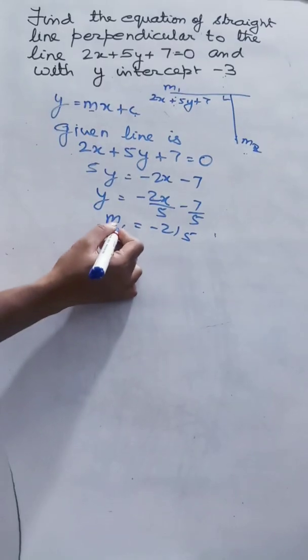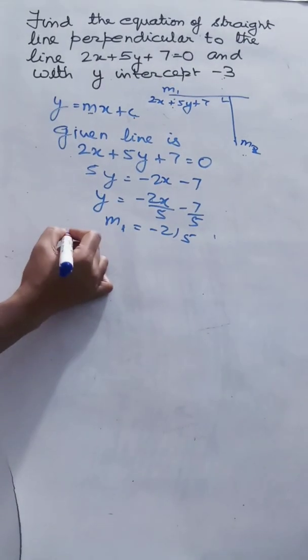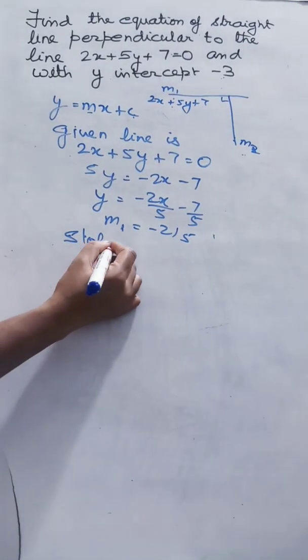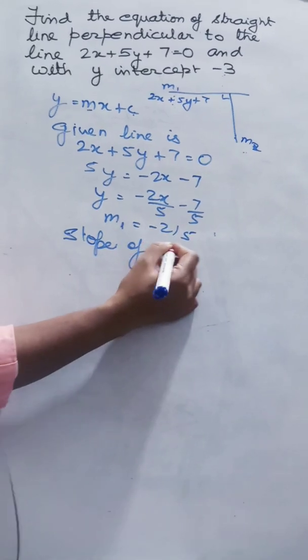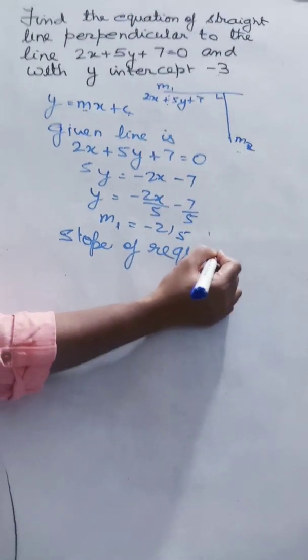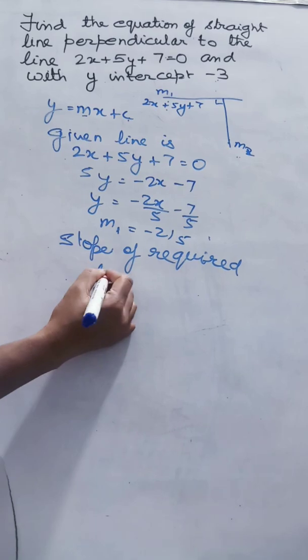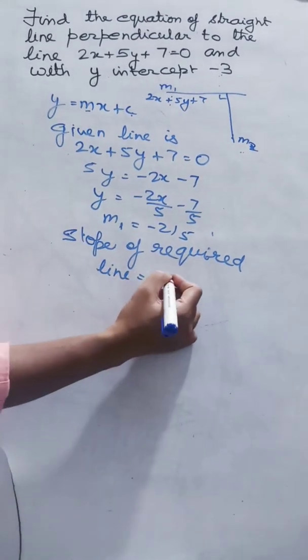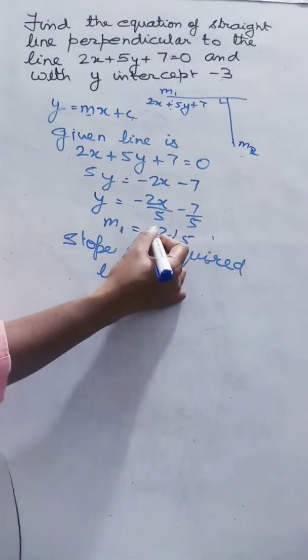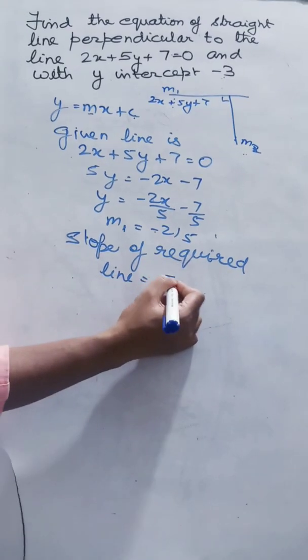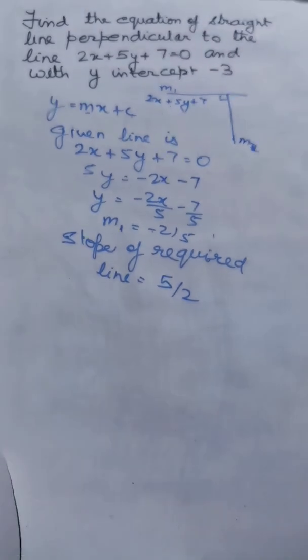So if this is the slope of the given line, the slope of the required line will be the negative reciprocal. I will change the sign and flip the fraction. So the slope of the required line will be 5 by 2.